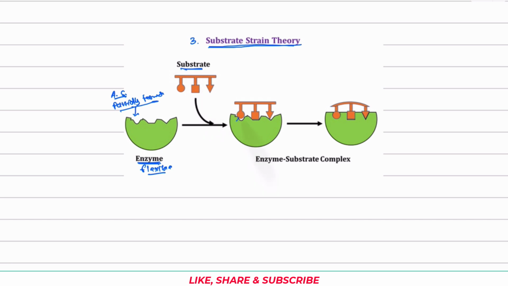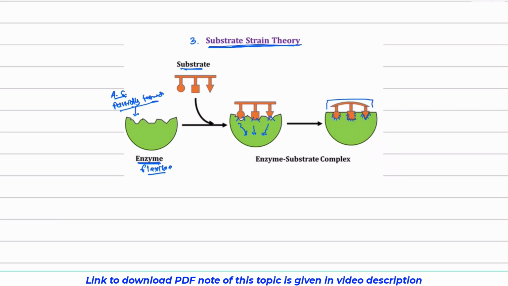Initial substrate binding is a loose binding, and this loose binding introduces conformational changes in the enzyme. Due to these conformational changes, the shape of the active site changes, and so a very nice binding between substrate and enzyme occurs. Now, this was the same as Koshland's induced fit theory. But here in the substrate strain theory, one thing is more: while the binding becomes tight, nice and fit, the substrate undergoes strain.